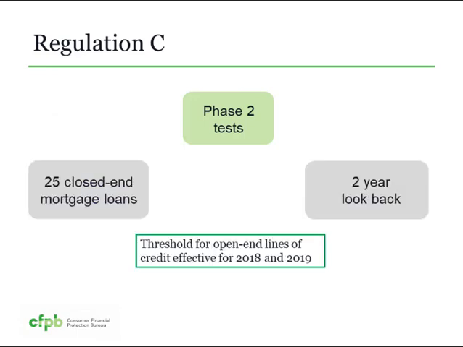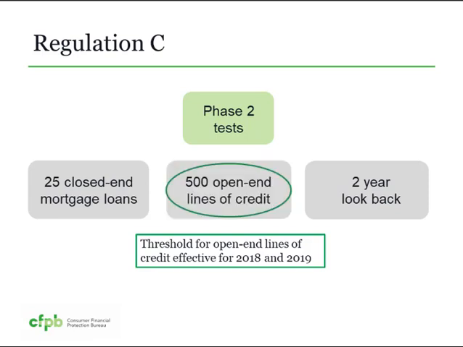An institution, whether it is a depository or non-depository, will be required to comply with Regulation C if it originated at least 25 closed-end mortgage loans in each of the two preceding calendar years, or it originated at least 500 open-end lines of credit in each of the two preceding calendar years, provided that it met the remaining coverage criteria for either depository institutions or non-depository institutions.